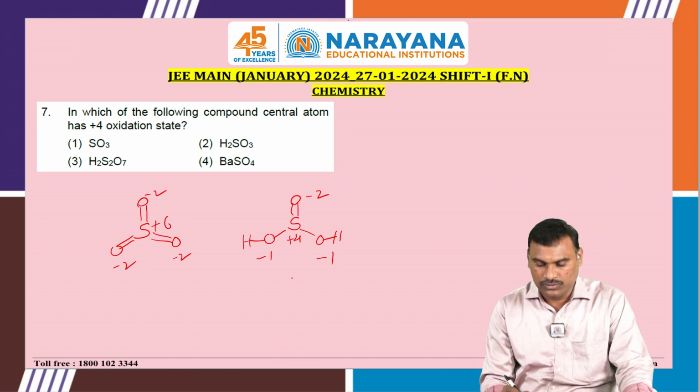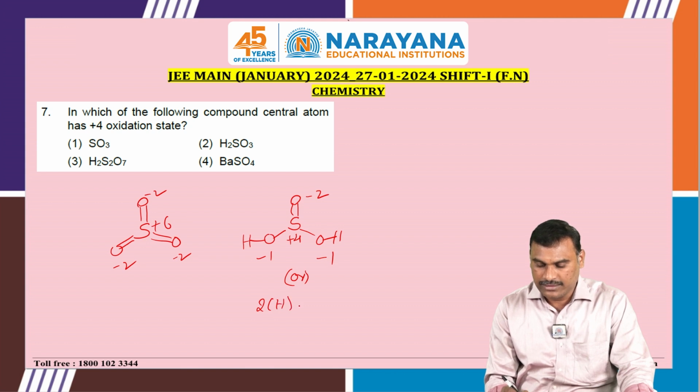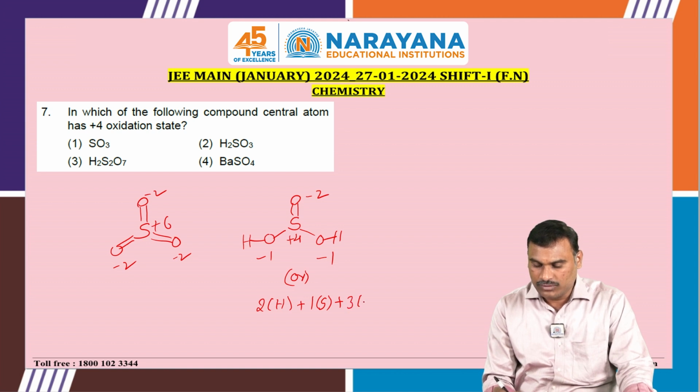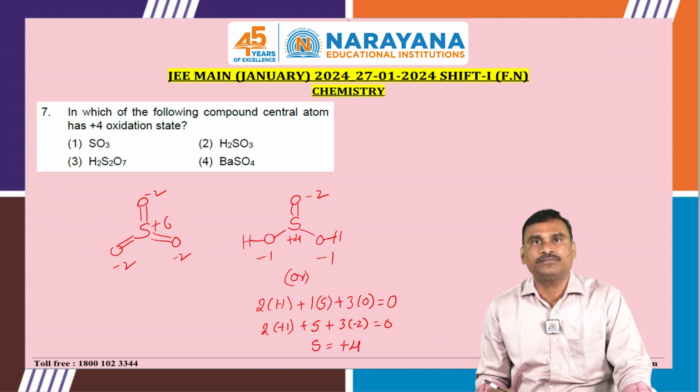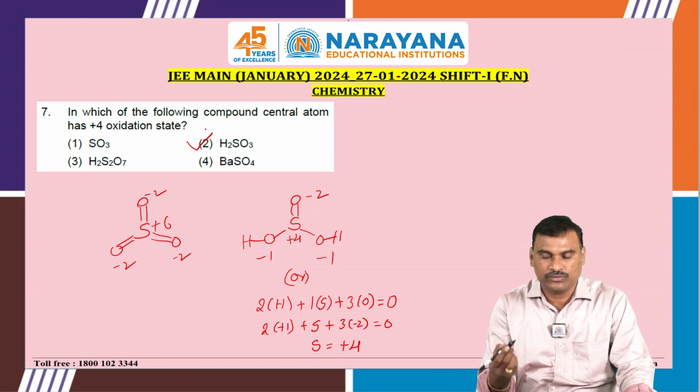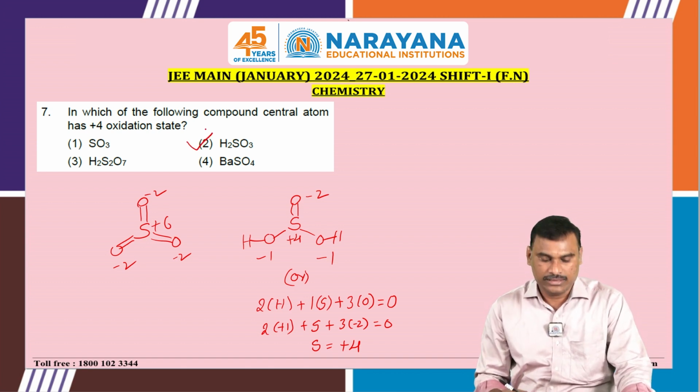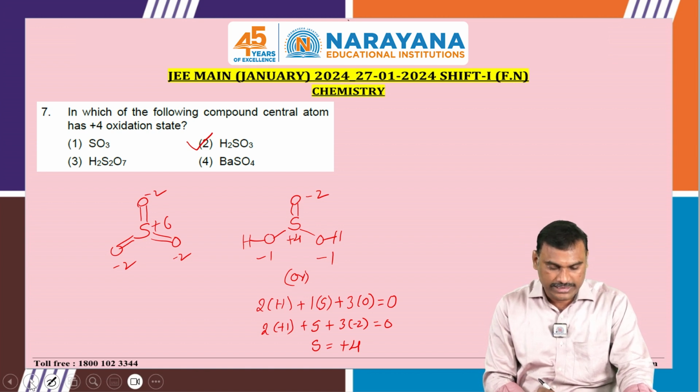Or otherwise we can do it another way also. Let us see: 2 into hydrogen charge plus 1 into sulfur charge plus 3 into oxygen charge. The overall value becomes 0. 2 into +1 plus sulfur plus 3 into -2 is equal to 0, and the sulfur value becomes +4. Therefore, the +4 oxidation state on the central atom is present only in H2SO3. Directly we got the option. Next, you go for the next question, student.